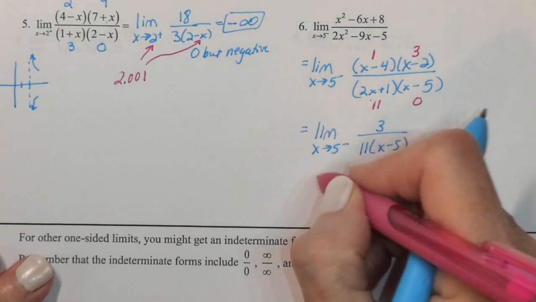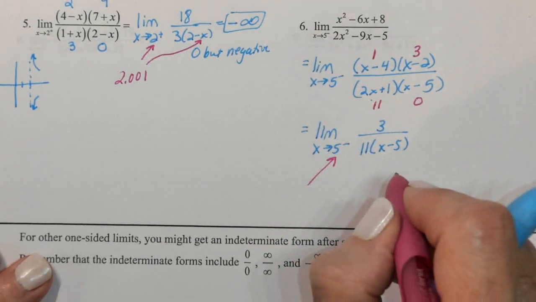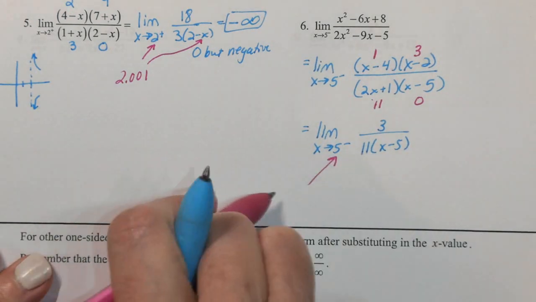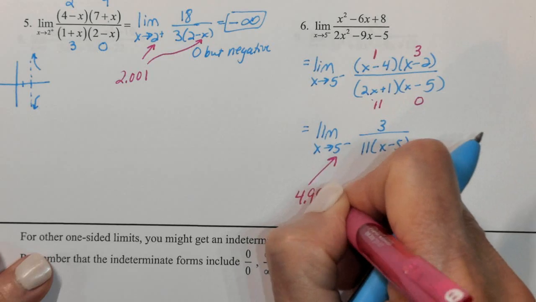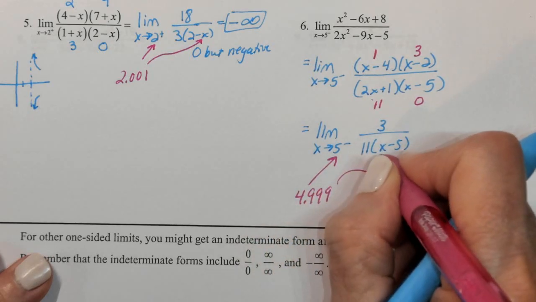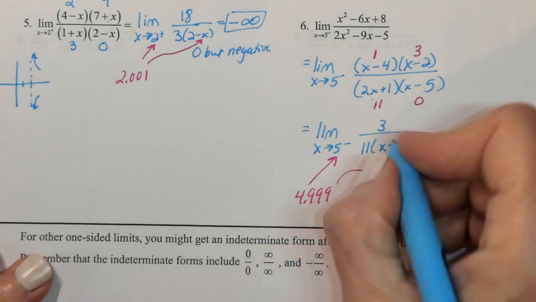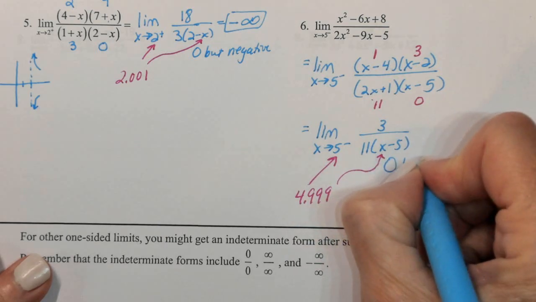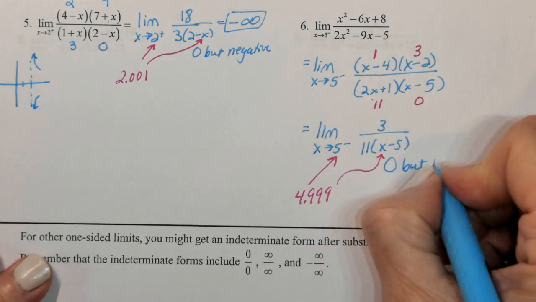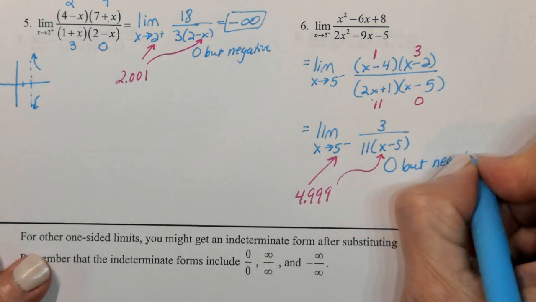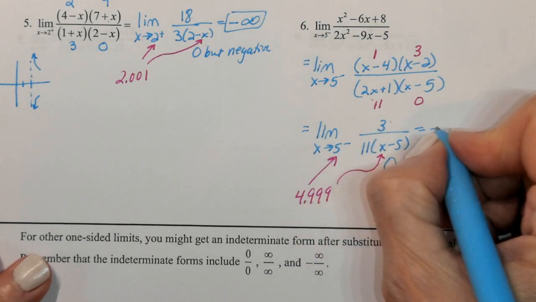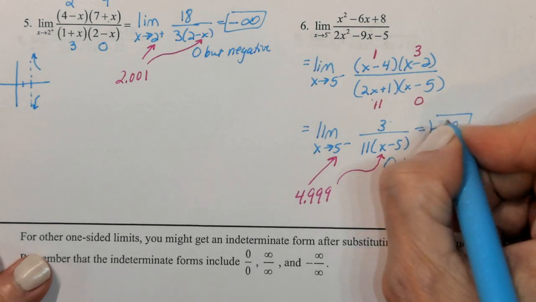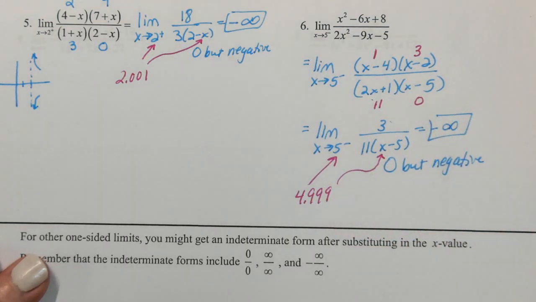And now we're going to plug in something approaching 5, but on the left of 5. That would be like 4.999. If I put that in here, yes, it is going to 0, but it will be negative. I've got a positive divided by a negative. That's a negative. Negative infinity. Okay?